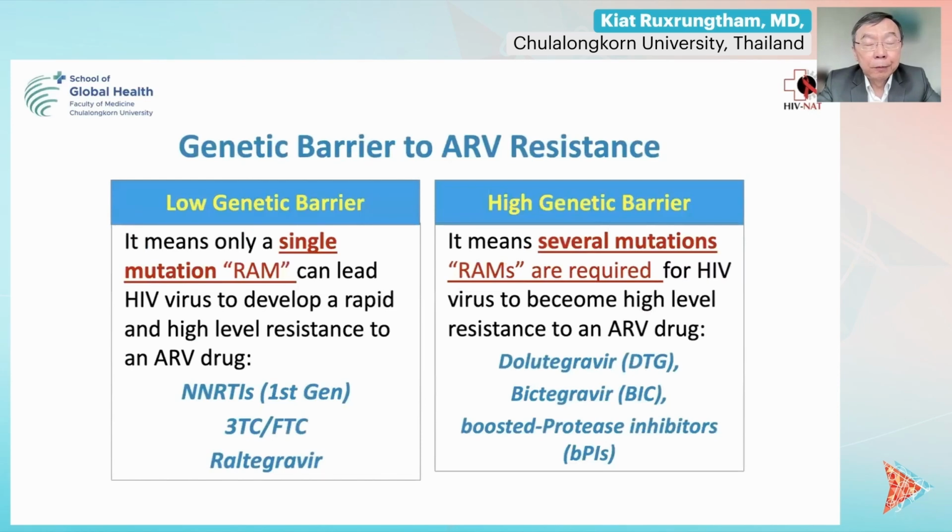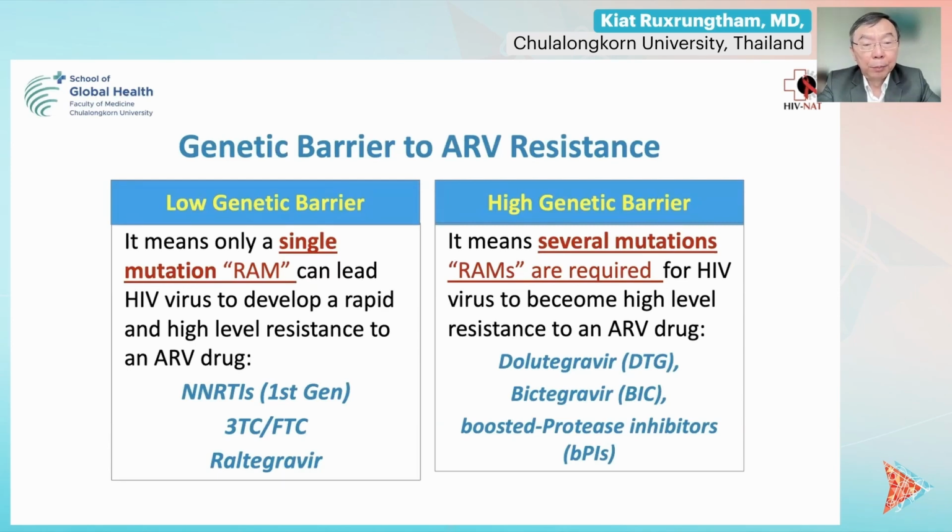Now let's refresh again the principle of HIV drug resistance. We can simply classify the resistance pattern into two genetic barriers to resistance, high and low. Low genetic barrier means that the ARV requires only a single mutation, or what we call the resistance-associated mutation, to lead to a high level of drug resistance.